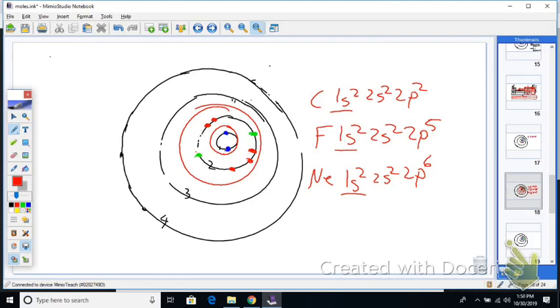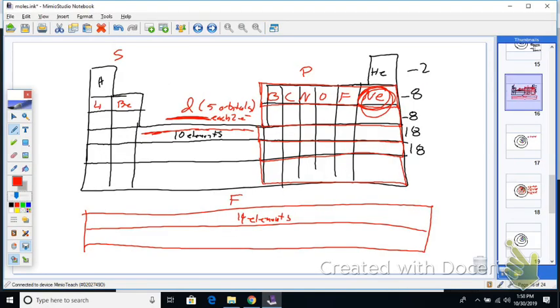So for example, if we did the next one on your list, which is the third row across starting with sodium. So right here is sodium. What we're going to do is we're going to write neon out. Okay, so we're going to go ahead and write neon.